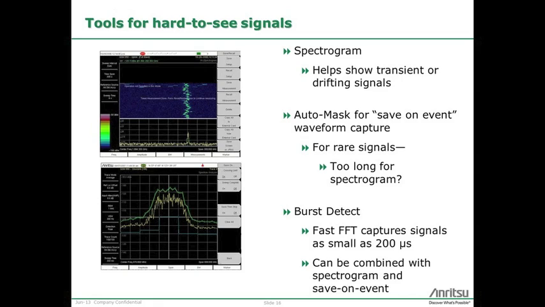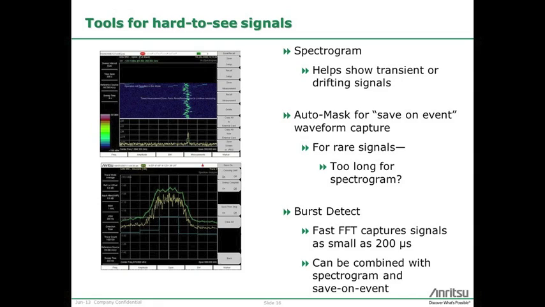Another tool is called Save on Event, where we can do a mask of a signal we're expecting using a feature called Auto Mask. And then when the amplitude of the signal exceeds or goes below that mask, we can automatically record that on mass media. So that's particularly good for rare signals. Maybe something over too long a time for a spectrogram, over many, many days, for example. Or you just want to compress things rather than having to wade through a bunch of parts of the signal that you don't really care about.